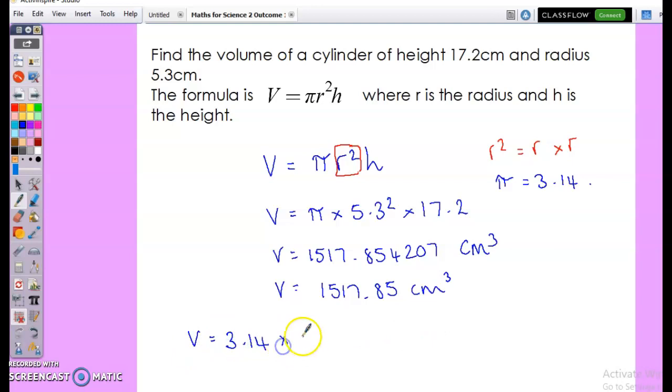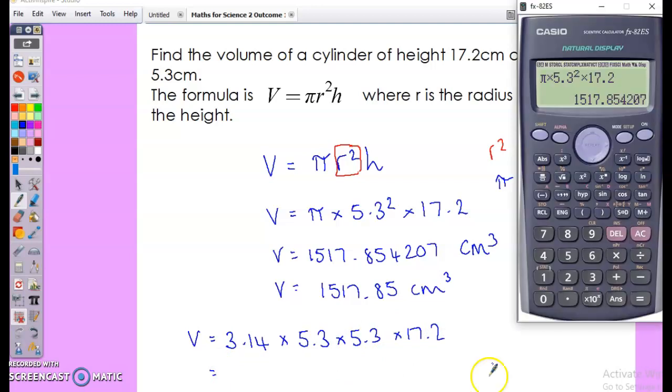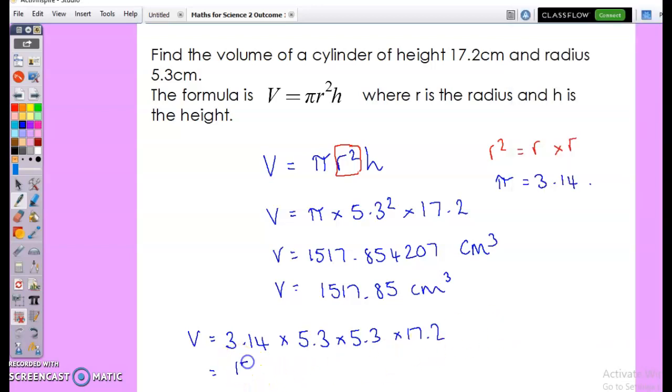Okay, if you don't have the buttons on your calculator, you're going to put pi in as 3.14. You can then do 5.3 times 5.3 times 17.2. It will give you a slightly different answer because you're using 3.14 rather than pi. Oh, that didn't work. That comes out as 1517.084. That's more different than I was expecting.